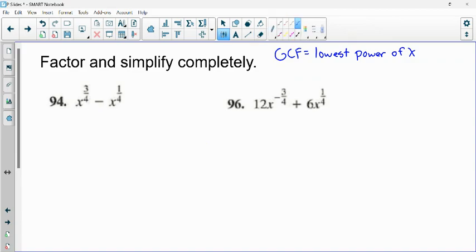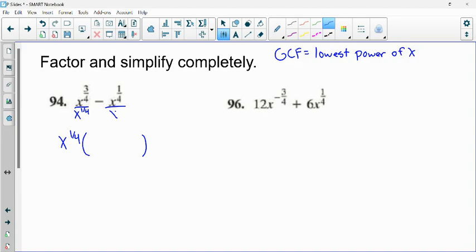So even though these are fractional exponents, they both have x's in them, and my GCF is going to be the lowest power of that. So what is smaller, 3/4 or 1/4? 1/4, right? So here I'm going to pull out an x to the 1/4 power. And guess what we divide by then? X to the 1/4.